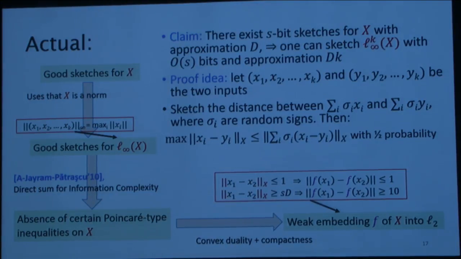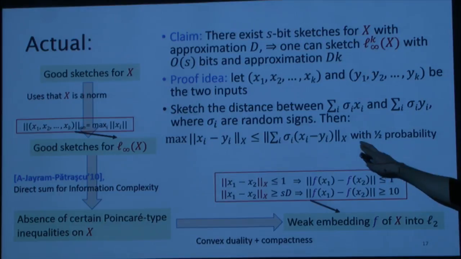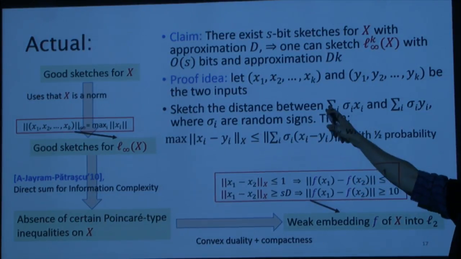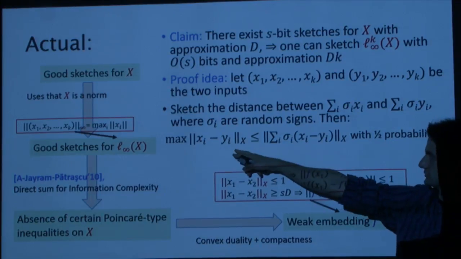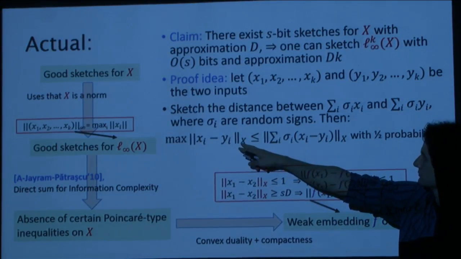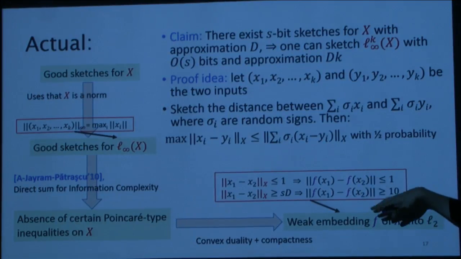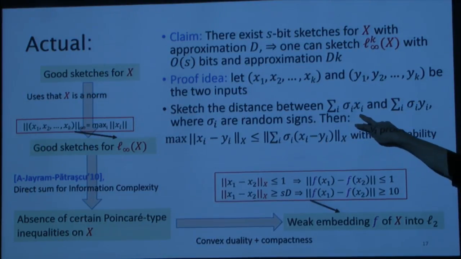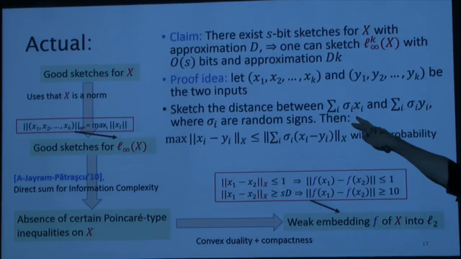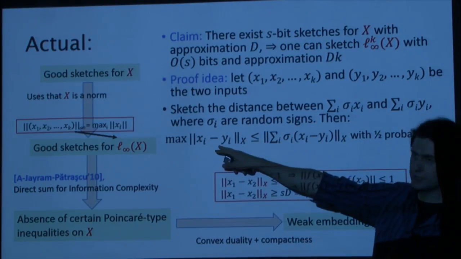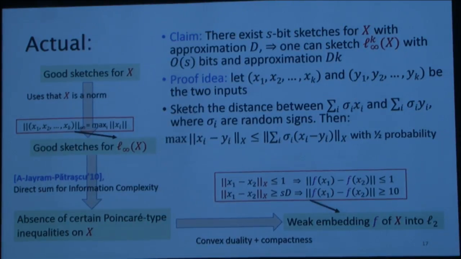And in particular, here are the two properties that we need. One is that the distance between this random summation and this random summation stays large, so it is at least L infinity, the maximum over i, with probability at least a half. You can think about this as some kind of randomized mapping from L infinity of x to x. How do we obtain something from x? We just sum up all the coordinates with random signs. And we're saying these two vectors have distance lower bounded by the L infinity of x distance with probability at least a half.